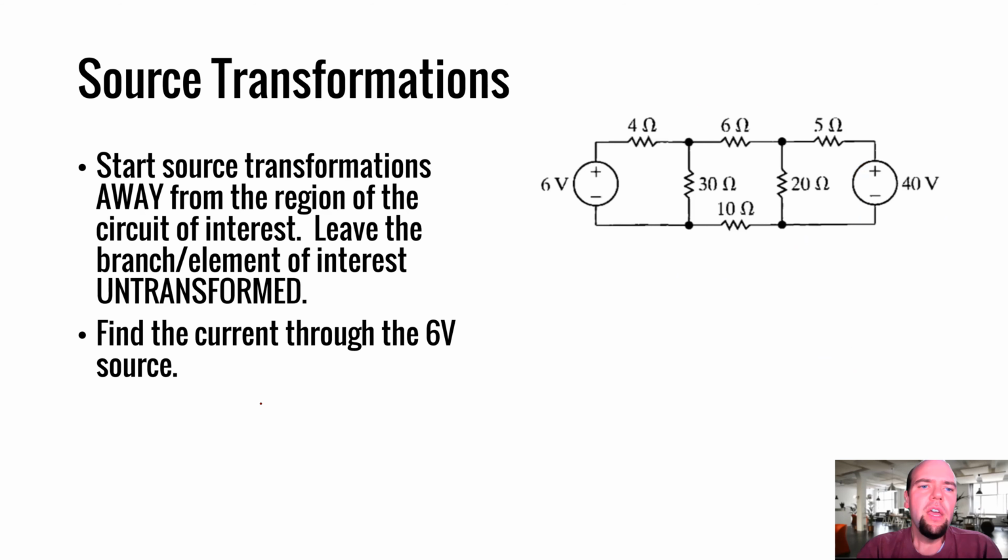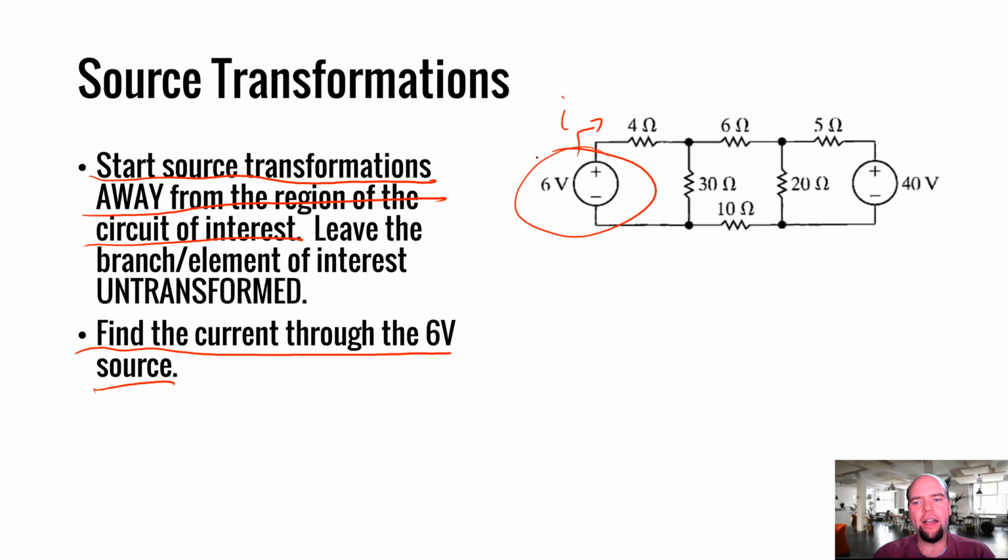Okay. So source transformations, let's do, in this case, find the current through the 6-volt source. So we're going to try to find this current I here. And the general technique is when you want to find some unknown in a circuit and you want to do it by simplifying a circuit with source transformations, you always want to start source transformations away from the region of the circuit of interest. So in this case, I want the current through the 6-volt supply.